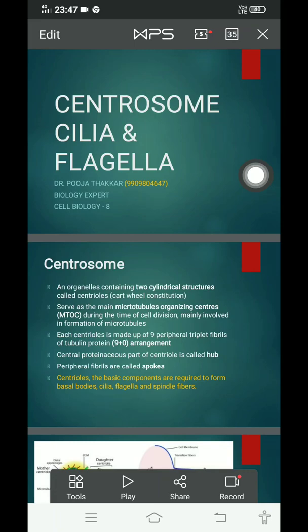Dear students, this is Dr. Pooja Thakkar, a biology expert. This is the 8th session of cell biology, that is on centrosome, cilia and flagella.